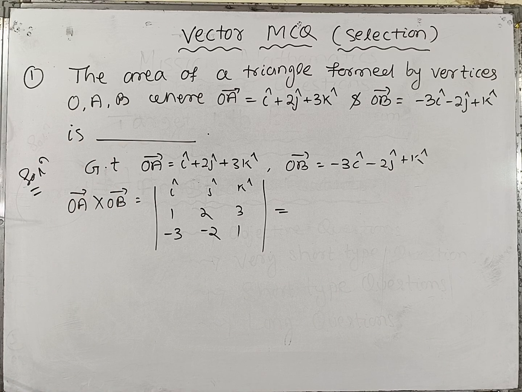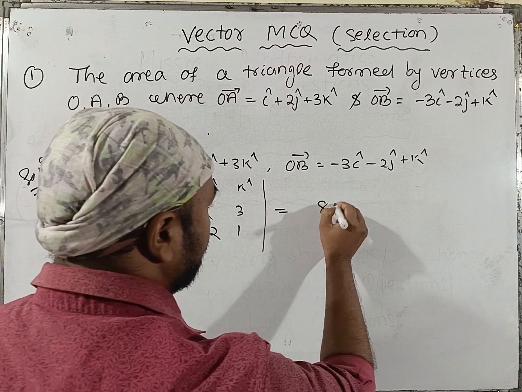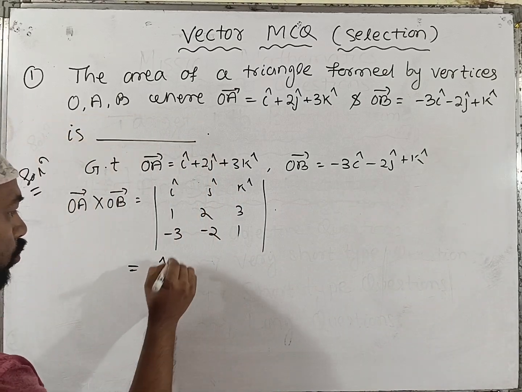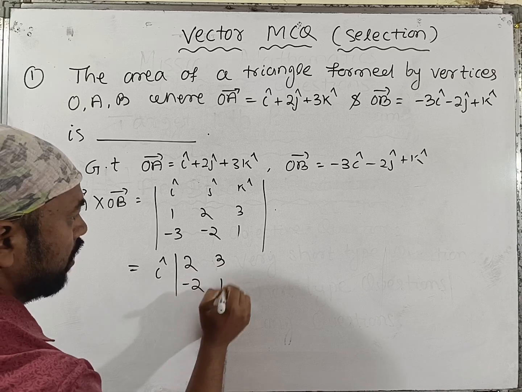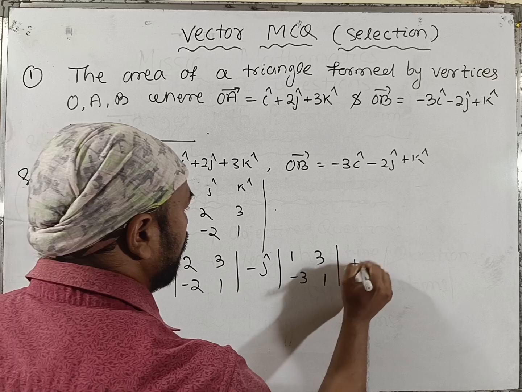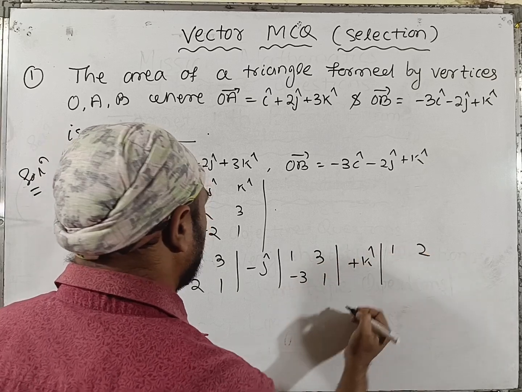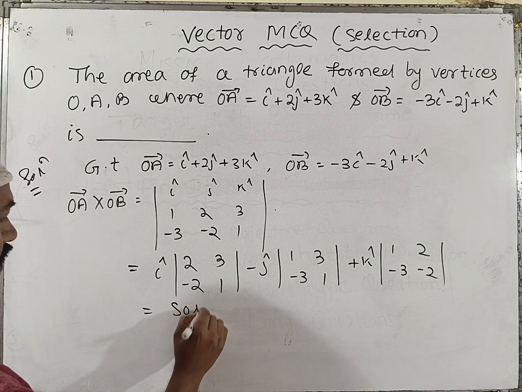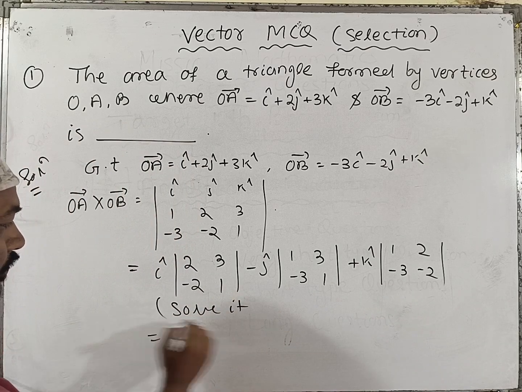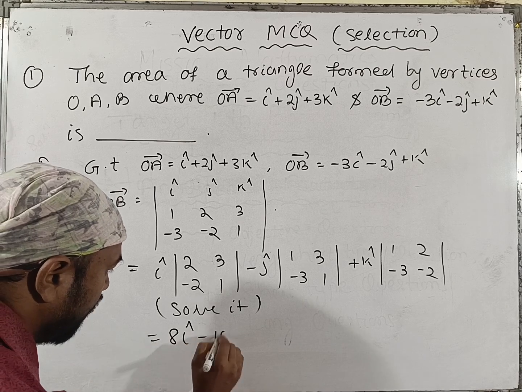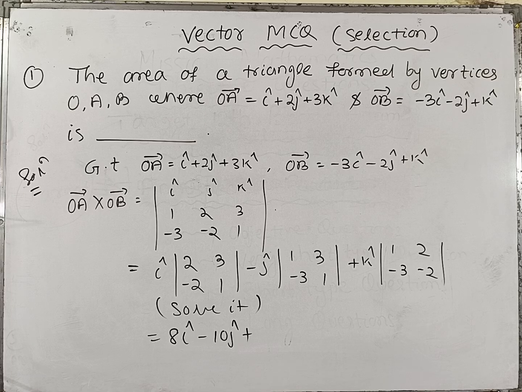I am writing the answer, 8i cap minus 10j cap. Okay, how to solve this? You have to go through this procedure: 2, 3, minus 2, 1, then minus j cap, 1, 3, minus 3, 1, plus k cap into 1, 2, minus 3, minus 2. Then you have to solve it and you will find out. I am writing directly the answer here, 8i cap minus 10j cap plus 4k cap. So here it is the answer.